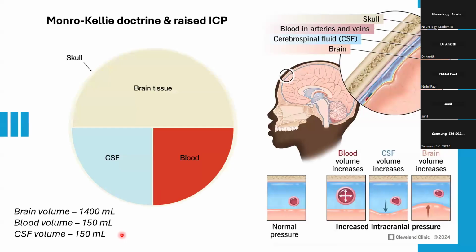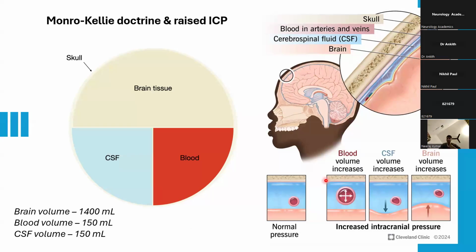So again, this is something which we are all familiar with, the Monro-Kellie doctrine. Within the skull, we have the brain, CSF, and blood. All of these have their own volumes. Approximately 1,400 ml for brain volume and 150 ml each for blood and CSF. So if one of these expands, it is at the expense of one of the other two. So this is the basic idea for raised ICP.